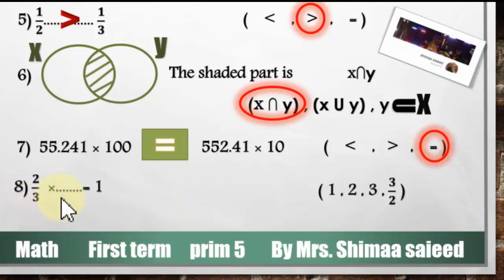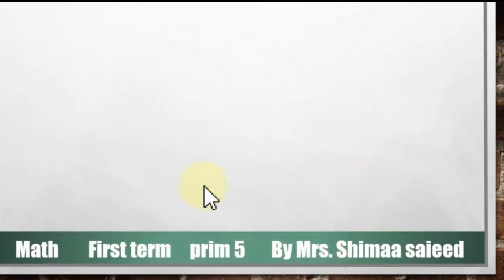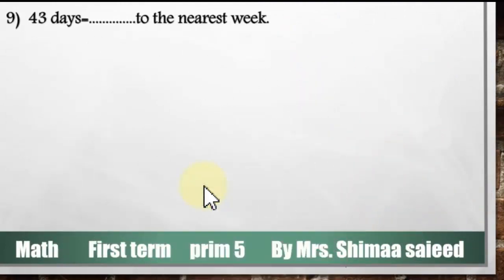2 over 3 times an unknown number equals 1. Excellent, 2 over 3 times its reciprocal, which is 3 over 2, equals 1. 43 days to the nearest week. How many days in 1 week? 7 days. So divide 43 by 7. 43 divided by 7 equals 6 and 1 day as a remainder. So it's nearest to 6 weeks.